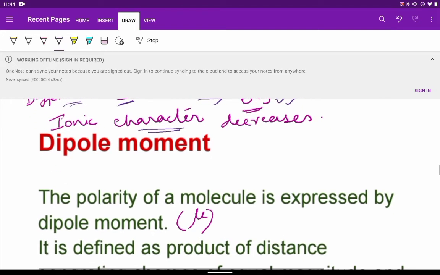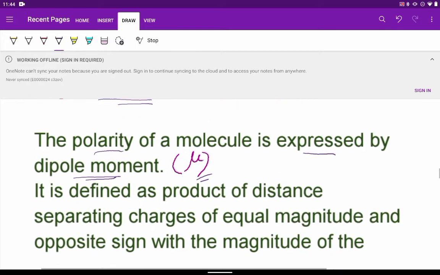Next topic we deal with will be dipole moment. Till now we have seen the polar nature of covalent bond whenever there is electronegativity difference between the two atoms. This polarity can be expressed by a term called dipole moment designated by mu. And we can define it as the product of the distance separating charges. The charges are of equal magnitude but opposite sign.